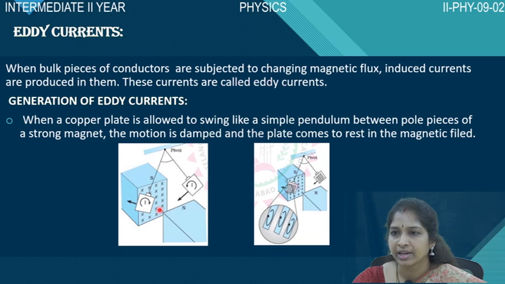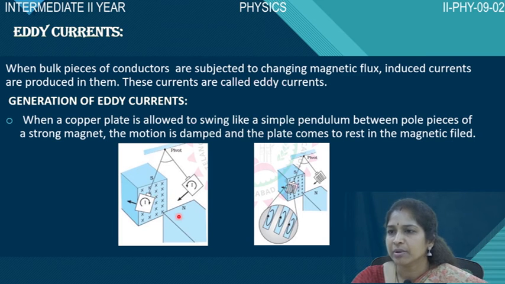Okay, so it is like Faraday's law and Lenz's law only. The currents that are generated on this copper plate, when it is allowed to swing in the magnetic field, are called eddy currents. Because of those currents, the motion of this plate is stopped.